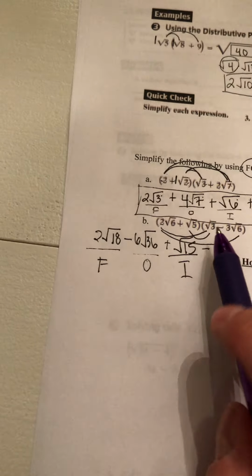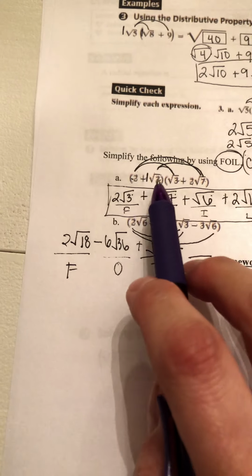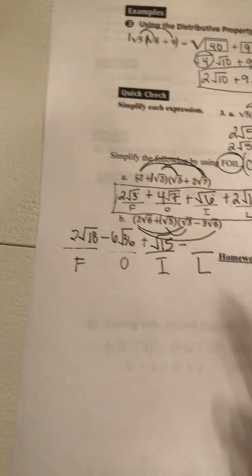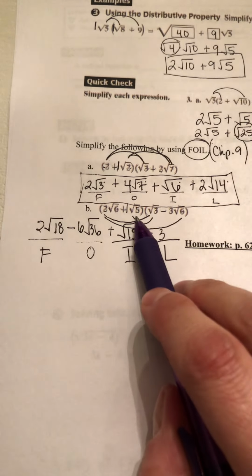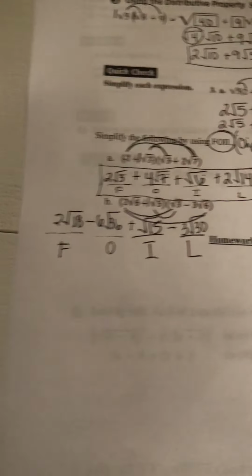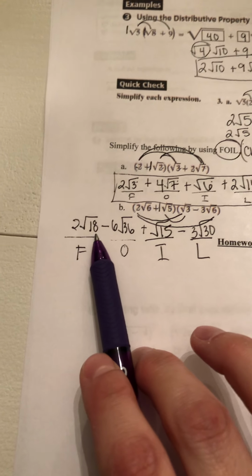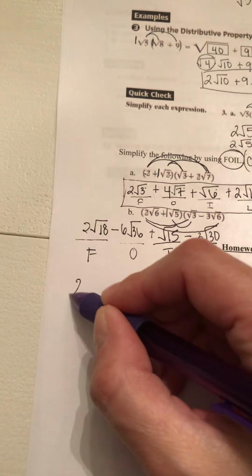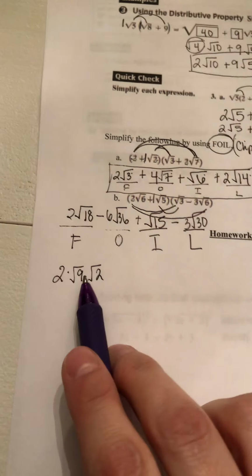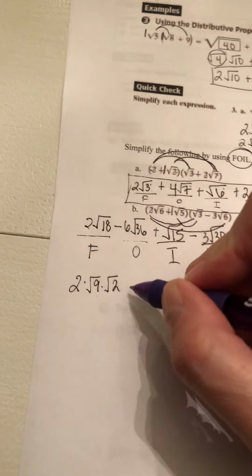For last times last, think of there being a 1 in front of that square root of 5. 1 times, down here, 1 times 3 is going to be a 3 in front, and then root 5 times root 6 would give us root 30. So again, right now, all 4 of these are different. What can we do with 18? We can rethink of it as root 9 times root 2, because 9 times 2 is 18, and 9 is a perfect square. We'll come back and clean that up in a minute.